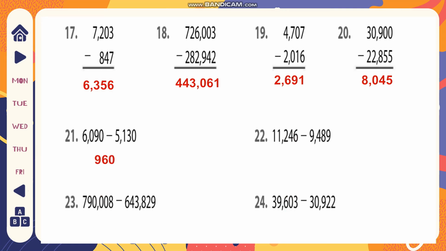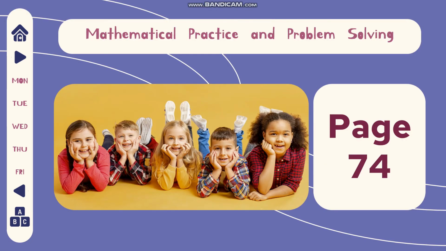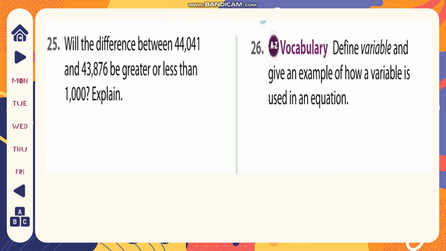Number 21, 960. Number 22, 1,757. Number 23, 146,179. Number 24, 1,681. Let's proceed to mathematical practices and problem solving. Number 25. Will the difference between 44,041 and 43,876 be greater than or less than?